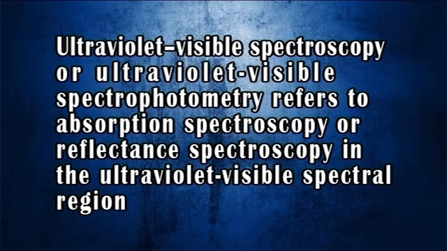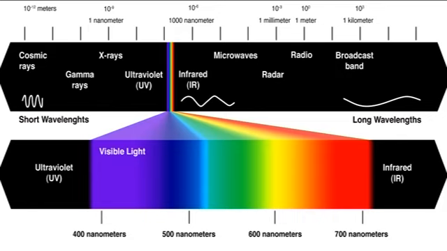Now coming to ultraviolet visible spectroscopy and infrared spectroscopy. First one is ultraviolet visible spectroscopy. Ultraviolet visible spectroscopy or ultraviolet visible spectrophotometry refers to absorption spectroscopy or reflectance spectroscopy in the ultraviolet visible spectral region. This means it uses light in the visible and adjacent ranges.